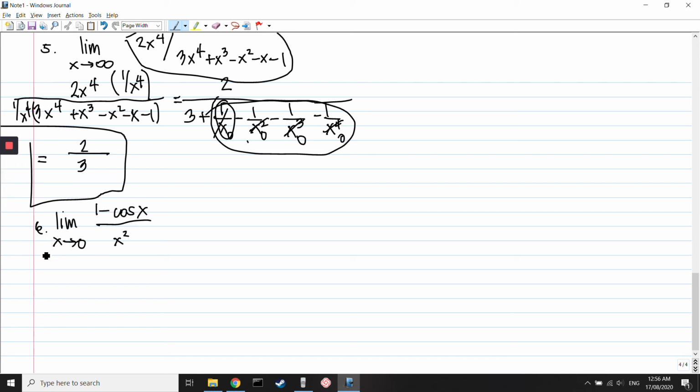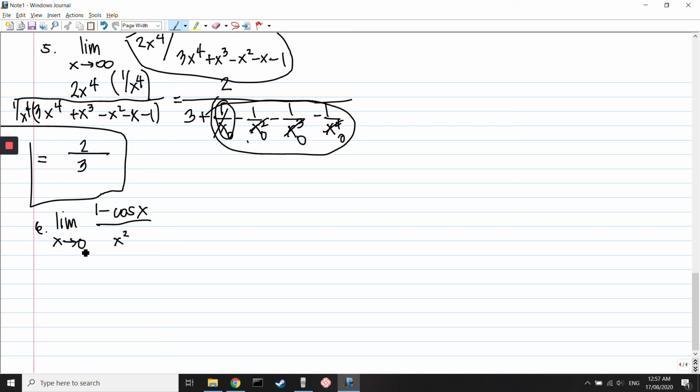So for the last problem, or I assume the sixth problem, the limit of 1 minus cos x over x squared as x approaches 0. In performing calculations involving trigonometric functions, the angle should be in radian form. So you just need to set your calculator into radian form. Later I will show you how.